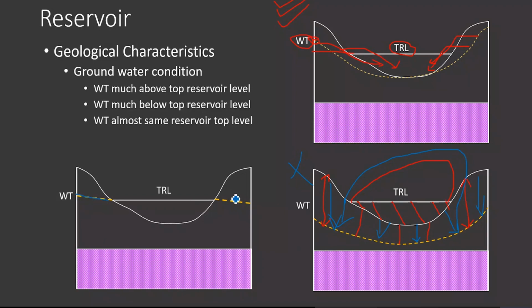Now the third case is where the water table and the top reservoir level are at almost the same height. Both of them are at the same height, and in this condition there is no major contribution to the groundwater, and no major contribution from the groundwater to the reservoir. So this is no loss, no gain. We are not getting much benefit out of the water table, and we are also not going to lose water to the water table.